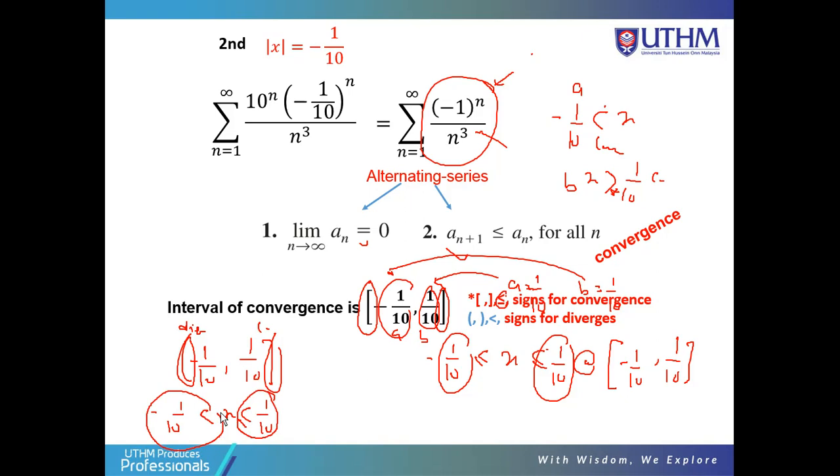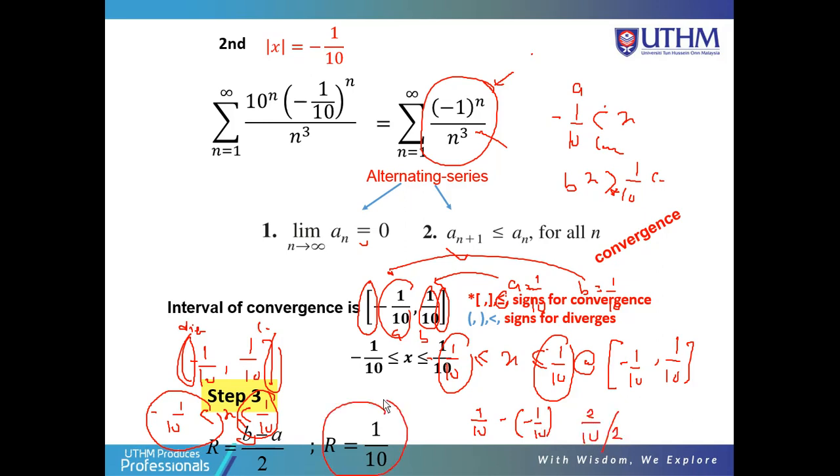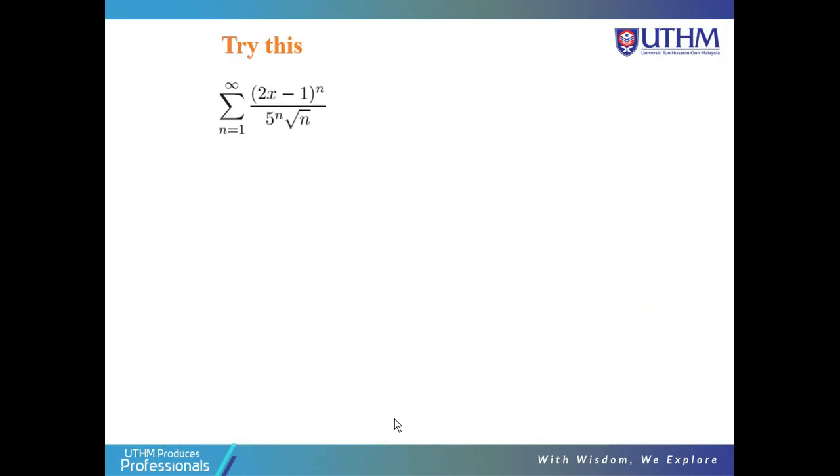Okay, that's all. And then you need to find the radius. Radius R equals B minus A. So B is negative 1/10 minus 1/10. So you get 2/10. So divide by 2. So you get radius 1/10. That's all.